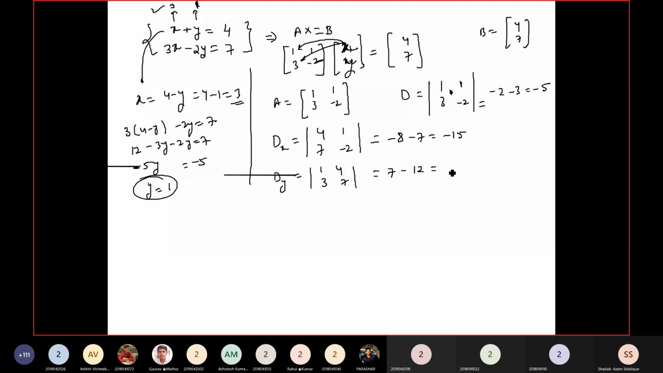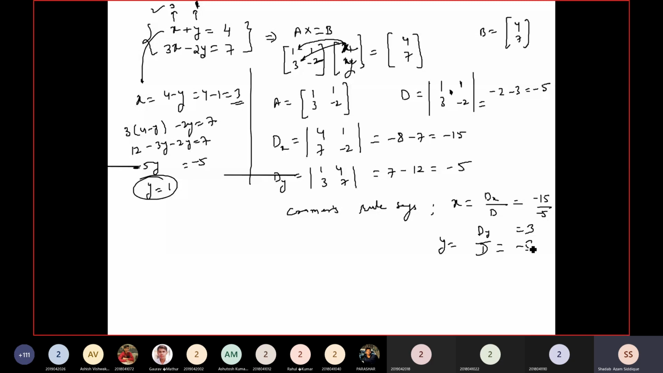Now Cramer's rule says that the variable x is written as dx divided by the determinant d. So dx is minus 15 divided by minus 5, which gives 3. That is x. And y is dy divided by d, so minus 5 divided by minus 5 gives you 1. We already had x as 3 and y as 1. So this is basically Cramer's rule.